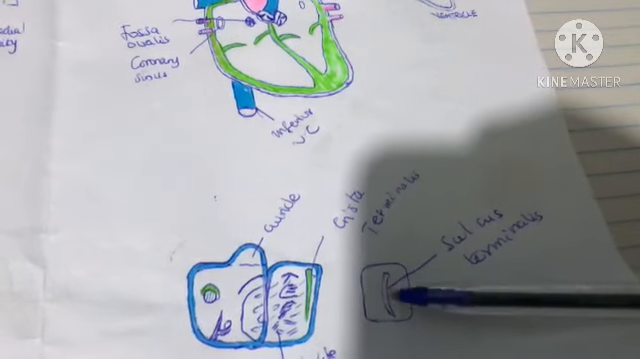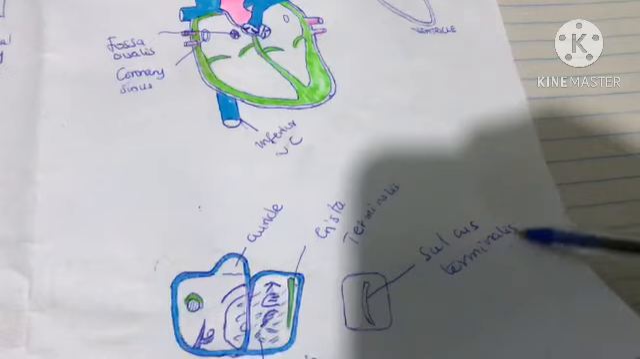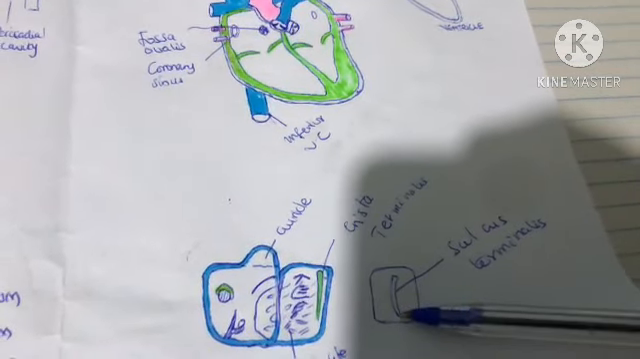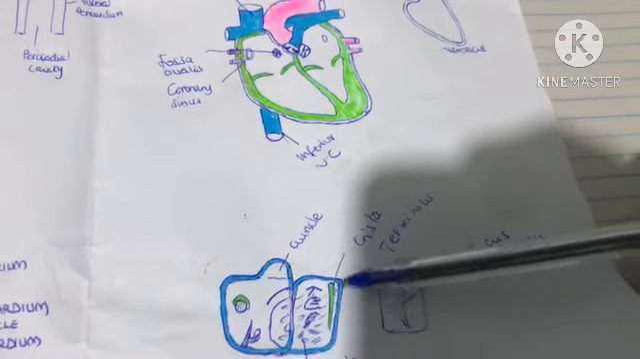You can see this C-shaped groove. This C-shaped groove is called the sulcus terminalis. And this C-shaped groove actually goes inside and forms this structure here called the crista terminalis.